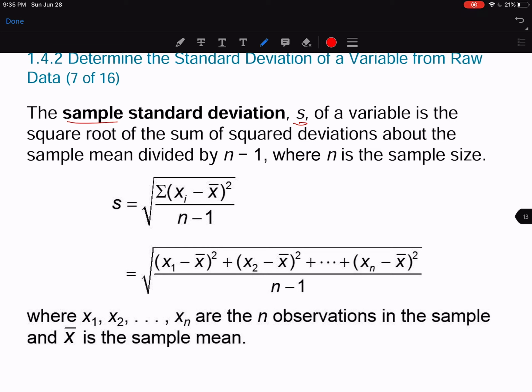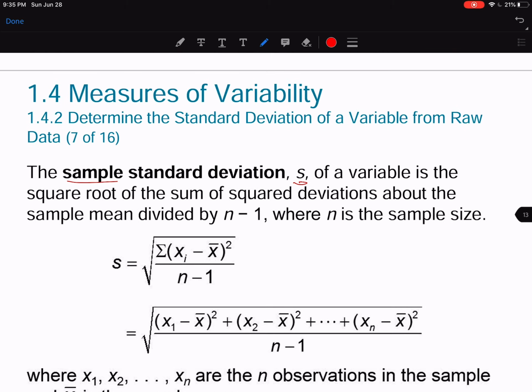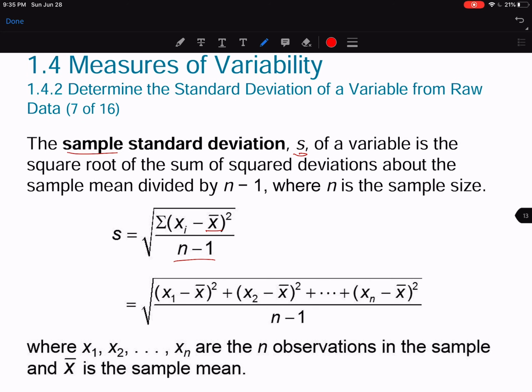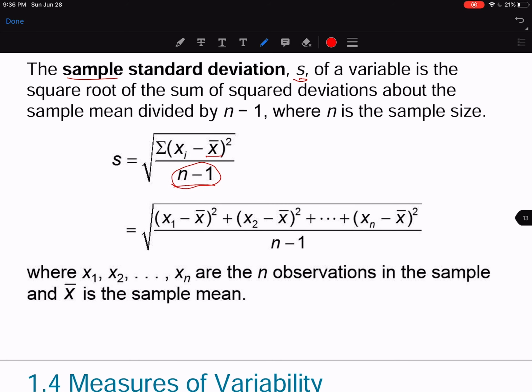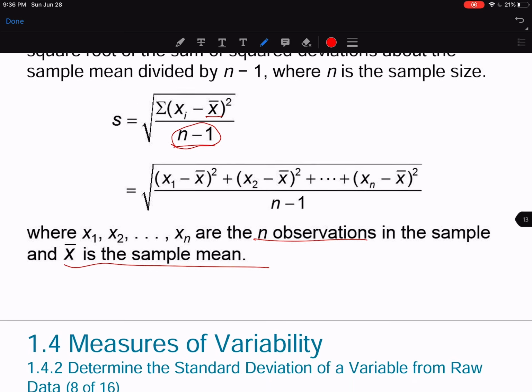So the differences between the sample standard deviation and the population standard deviation are, number one, we use the sample mean over here. Number two, on the bottom here, instead of n, we use n-1. I won't talk too much about this n-1 in this class, because it's beyond the scope of this class. Just remember that if you are looking for a sample standard deviation, you need n-1 on the bottom here. Of course, where x1, x2, ..., xn are the n observations in the sample, and x bar is the sample mean.